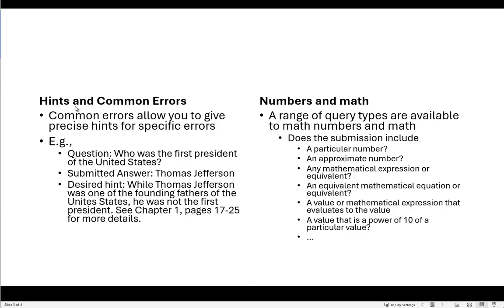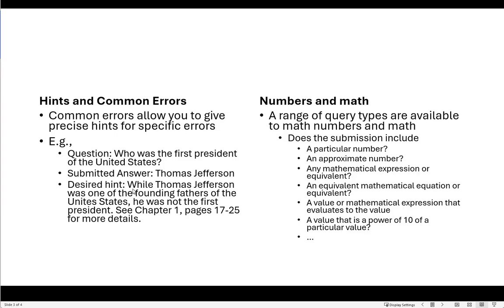In this video, we're going to talk about hints and common errors in math and numbers. For hints or common errors, we can consider this situation here. The question is, who was the first president of the United States? And the student submitted the answer, Thomas Jefferson. So we'd like to have a very detailed hint for this particular answer, or an answer like this.